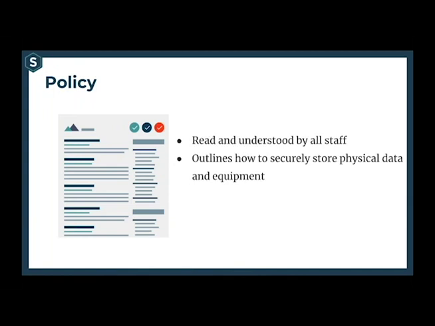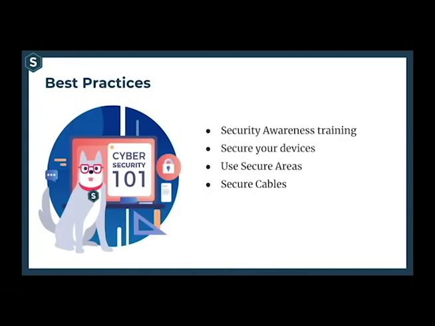The policy should cover who is responsible and what their responsibilities are in regards to physical security. The scope of the policy largely depends on where you work and what type of office you work in. It should cover what devices and equipment are included, and it should outline what areas are secure in your organization. Best practices. Now let's review some general best practices, including security awareness training, securing your devices, using secure areas, and securing cabling.